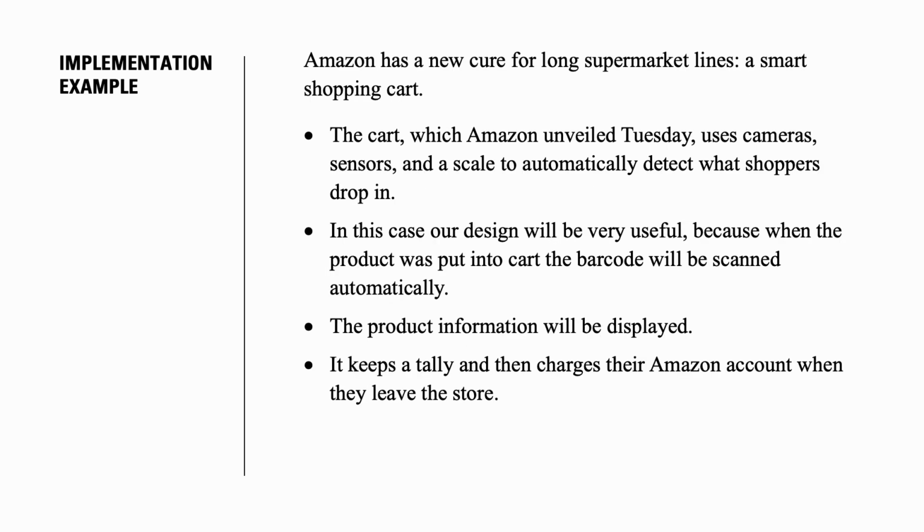Now coming to the implementation example, Amazon has a new cure for long supermarket lines, a smart shopping cart. The cart, which Amazon unveiled Tuesday, uses camera sensors and a scale to automatically detect what shoppers drop in. In our case, the design will be very useful because when the product is put into the cart, the barcode will be scanned automatically. The product information will be displayed. It keeps a tally and then charges their Amazon account when they leave the store.